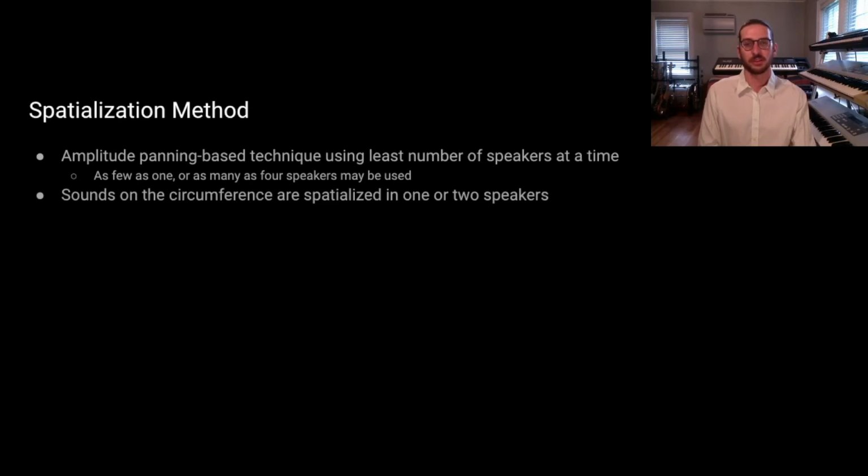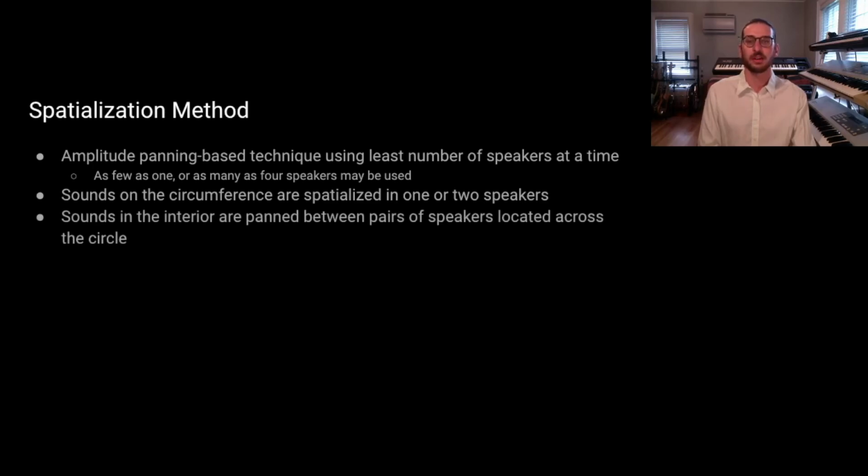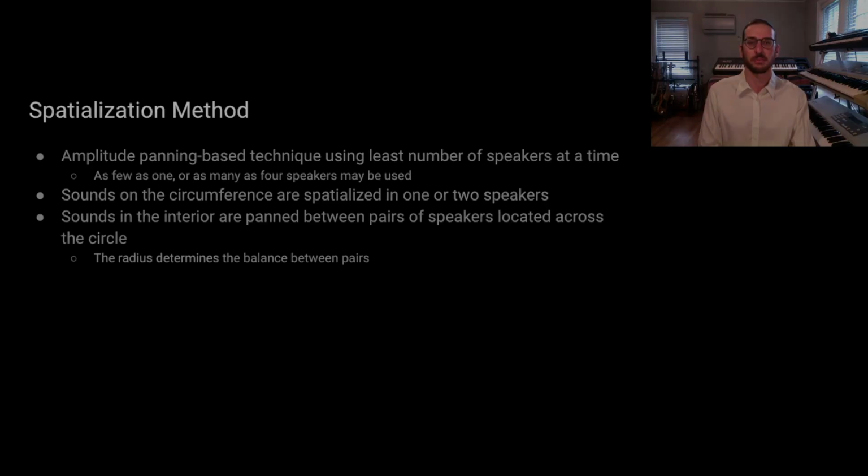Sounds placed on the circumference of the circle will be spatialized to one speaker or between a pair of adjacent speakers via equal power panning, depending on its location. Sounds located in the interior of the circle are additionally panned between another pair of speakers on the other side of the circle. The radius to the sound's position determines the balance between the two pairs of speakers.